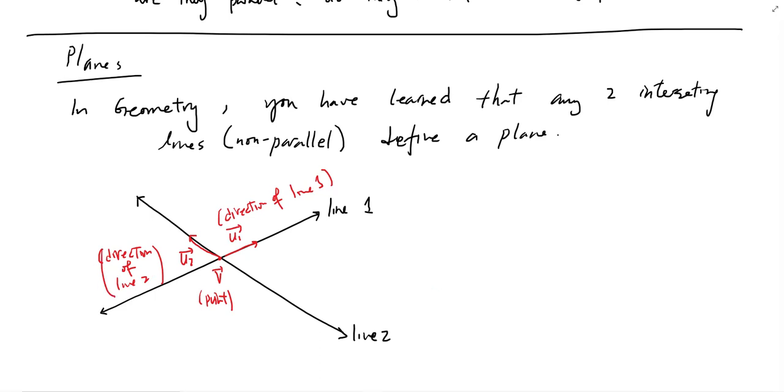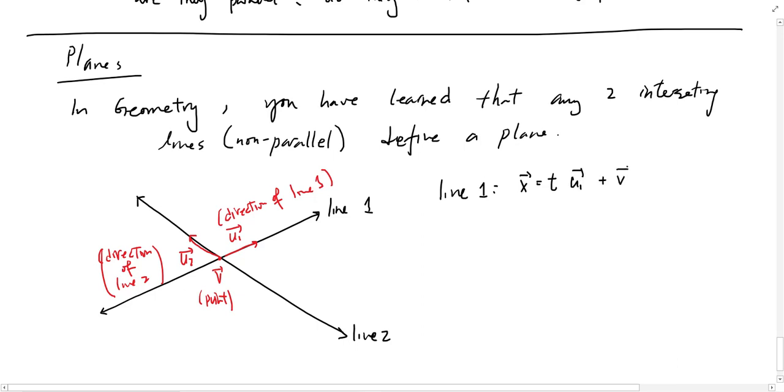So with that, I can now define line 1 and line 2 parametrically. Line 1 will be vector x equals t1 vector u1 plus vector v1. But because this is for line 1, I'm going to specify that the parameter is only for line 1, because line 2 could have a different parameter. Line 2 will be x equals t2 vector u2 plus v2. So that would be line 1 and line 2.